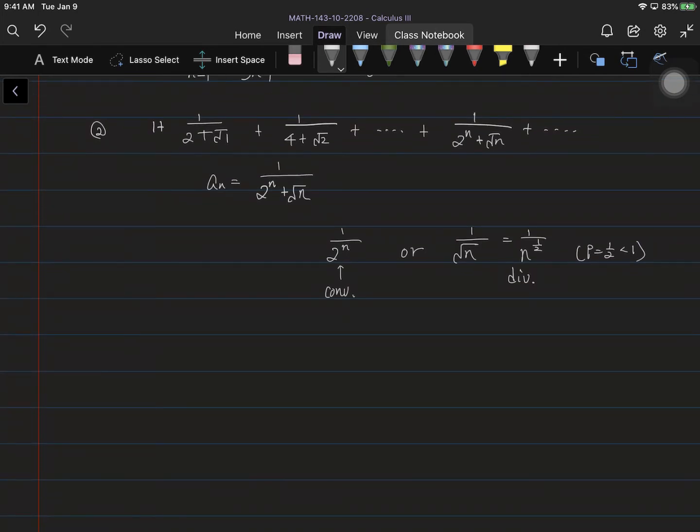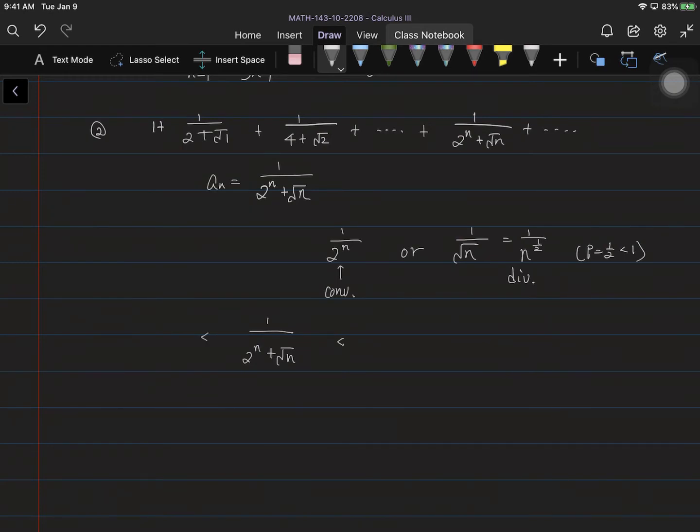And in the denominator of an, we notice that we have two terms, and it's a sum of those two terms. If we want to get rid of one term, so let's see, 2 to the n plus this thing should be less than or greater than something.